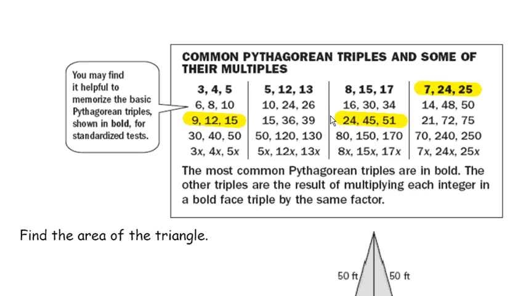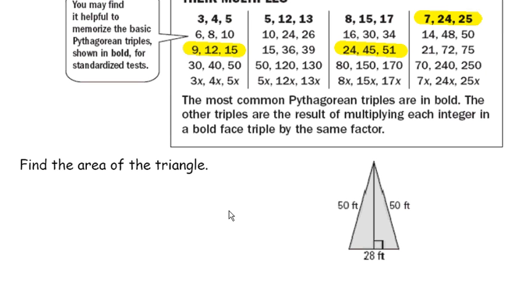So the nice thing is, when you memorize these triples, then you don't actually have to do the Pythagorean theorem, because you just know what the pattern is. So you can always find the missing side without having to do the Pythagorean theorem. So that's helpful when we have to do a problem like this.